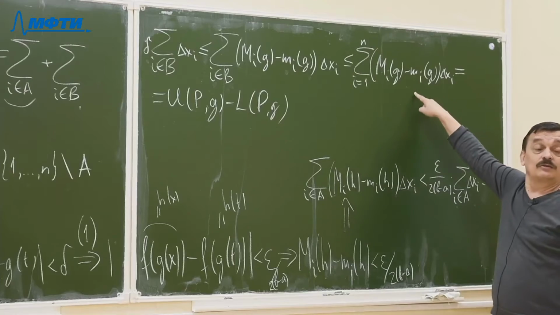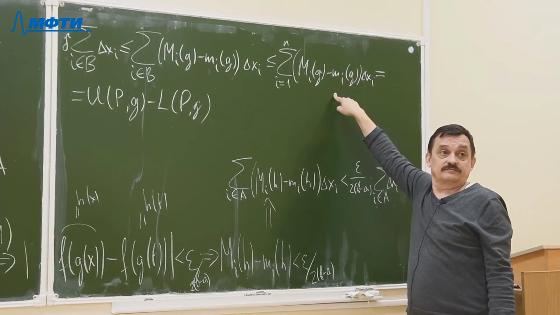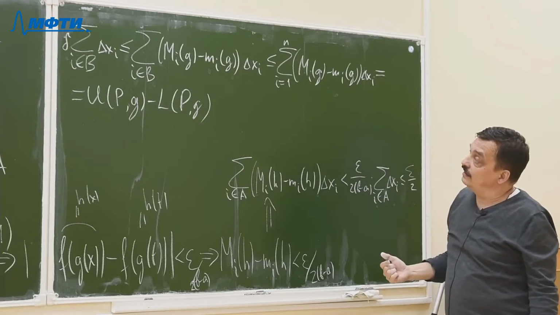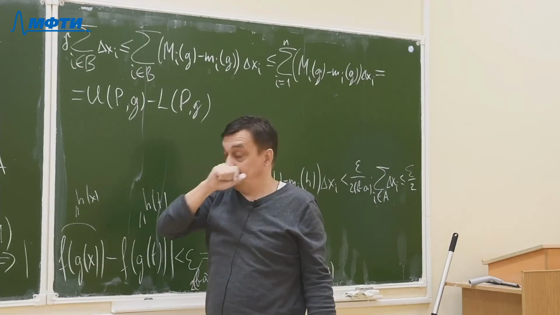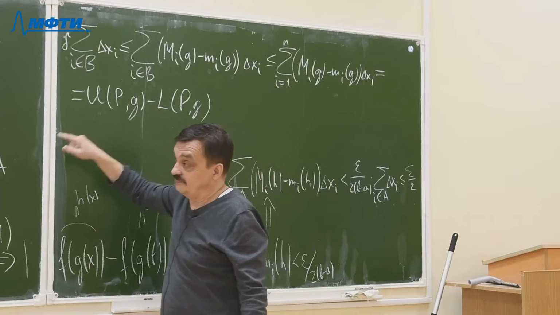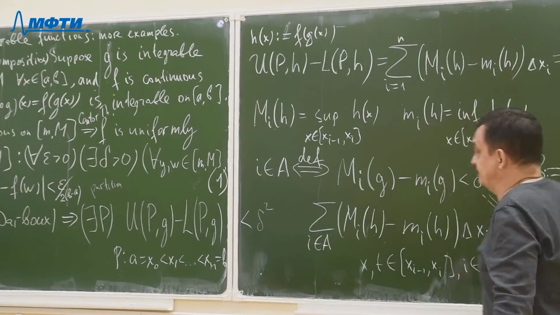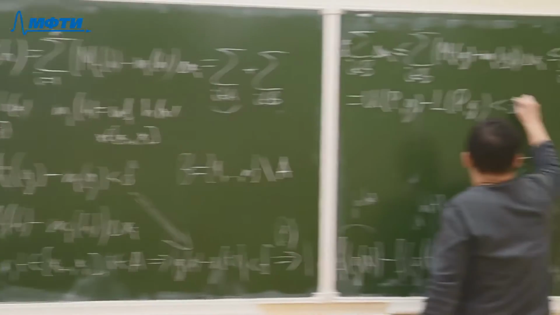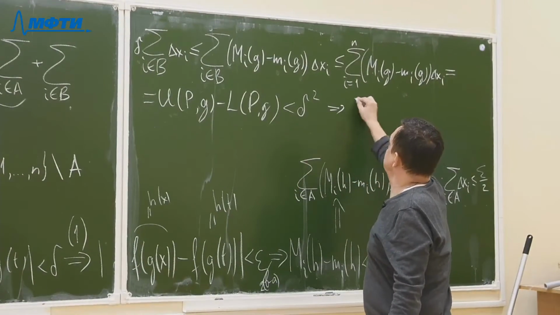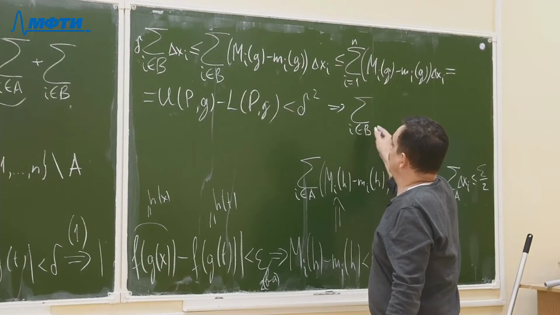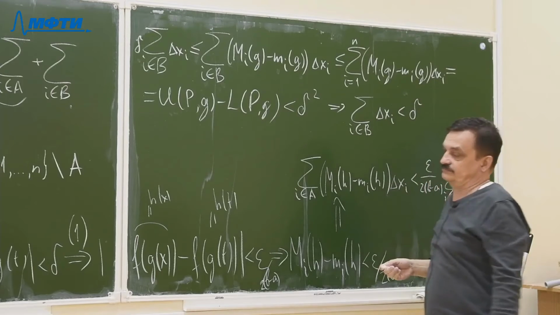So that is precisely equal, right? Now, remember how we chose our difference. This is less than delta squared, right? Less than delta squared. So, what follows? It follows that the sum for i in capital B of delta x_i is less than delta.